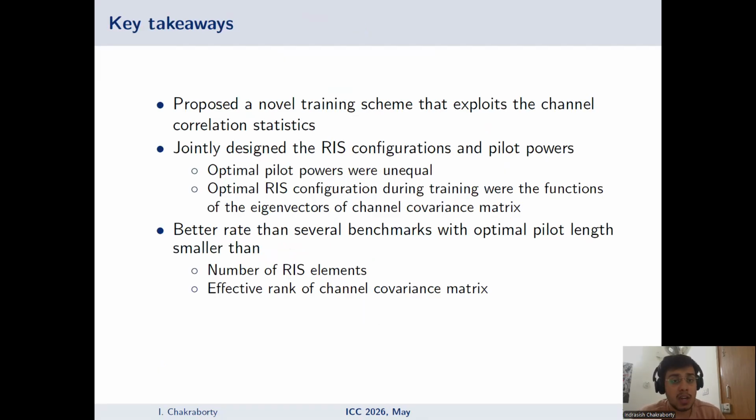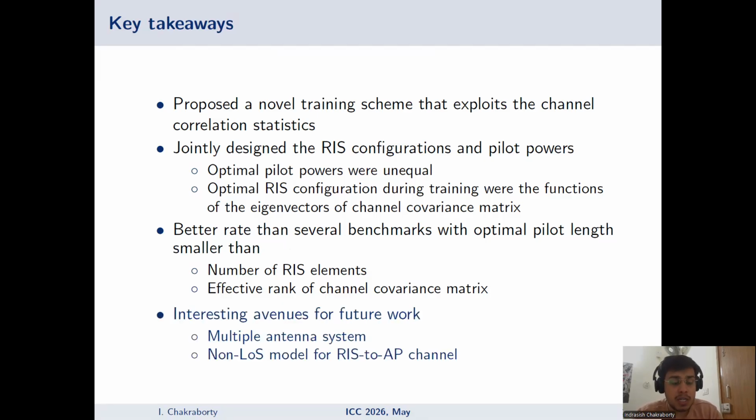As for the conclusion, we have proposed a novel training scheme that exploited the channel correlation statistics. We have jointly designed the RIS configurations and pilot powers. We showed that the optimal pilot powers were unequal. We showed that the optimal RIS configurations and the pilot powers during training were functions of the eigenvectors of the channel covariance matrix. We showed that our scheme has better rate than several existing schemes, with optimal pilot length being smaller than not only the number of RIS elements, not only the rank of the channel covariance matrix, but also the effective rank of the channel covariance matrix as well.